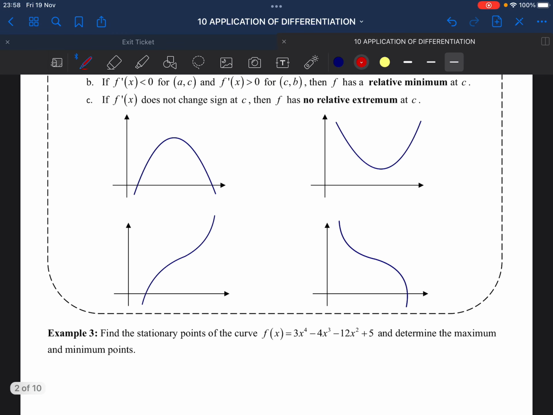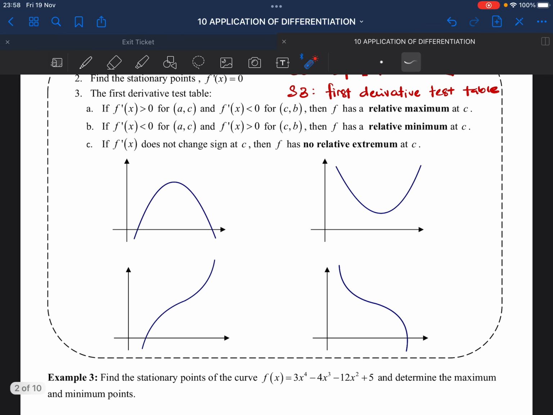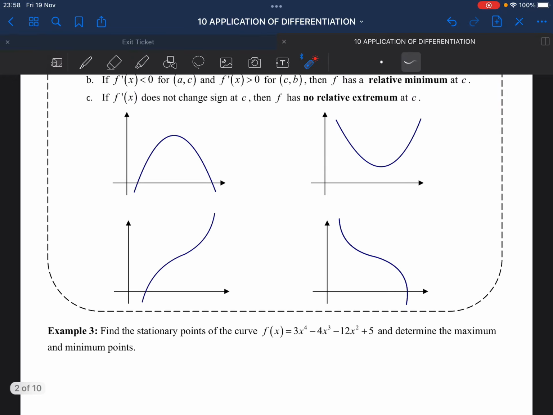Before that, as you can see from here, for the first derivative test table, if our f prime x is less than 0, then f will be a relative maximum. If our f prime x is greater than 0, then our f will be a relative minimum. If f prime x does not change, that means the function has no relative extremum. Reading it, you won't understand. Now let's look at our graph.